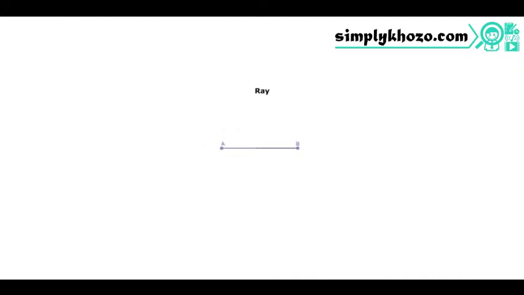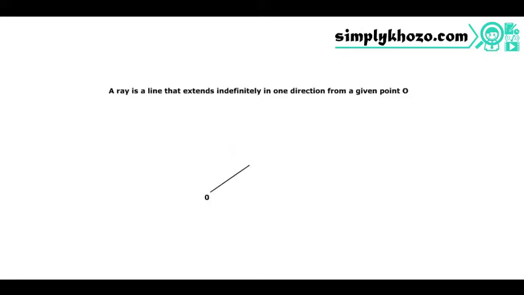You have learned of line segments. Let's look at another extension of a line segment called a ray. A ray is a line that extends indefinitely in one direction from a given point O. The point O is called the initial point of a ray.